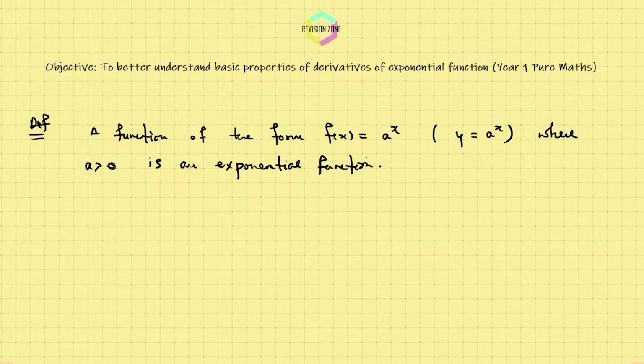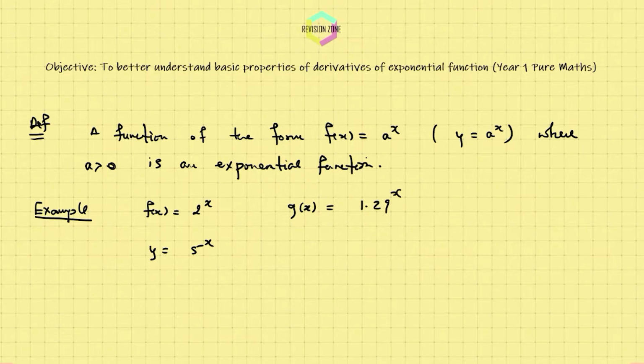So obviously examples of exponential functions are plenty. We've got something like f of x equals 2 to the x, that's an exponential function. y equals 5 to the x, that's an exponential function. g of x equals 1.29 to the x, that's an exponential function. Indeed, we can even have irrational numbers as a value for a. So an example would be h of x equals pi to the x, which would actually be an exponential function. I should make a remark here.